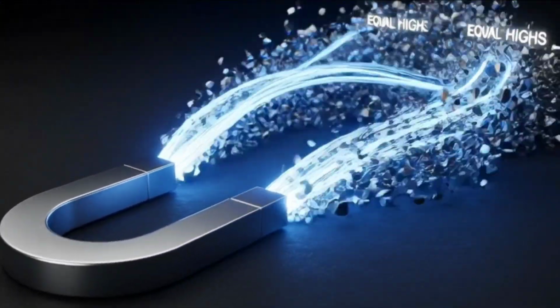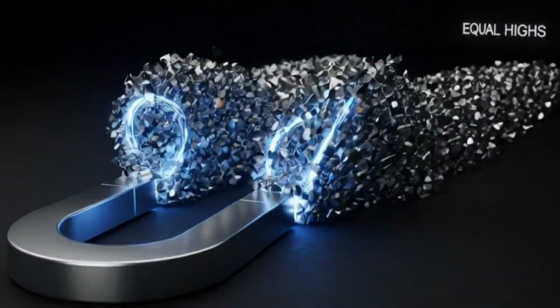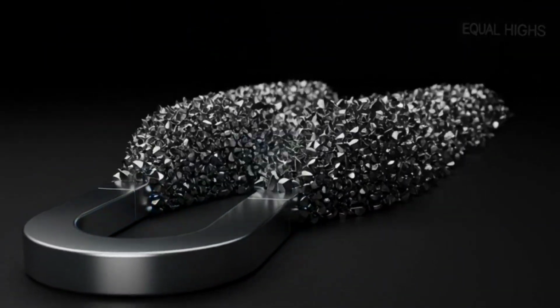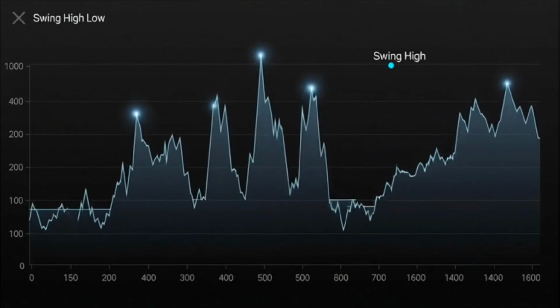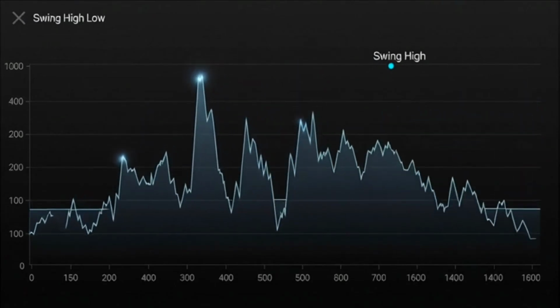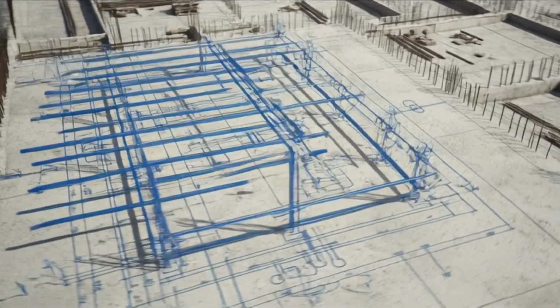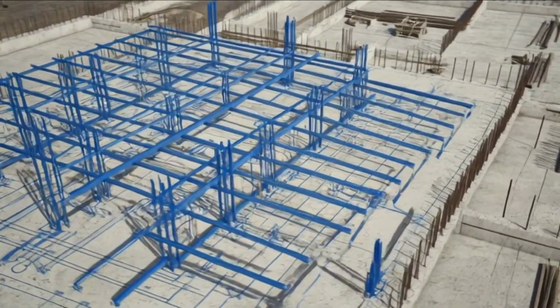The market is not against you. It simply rewards understanding. Order flow tells you who is active. Market structure tells you who is winning. Master those two, and everything else becomes noise.